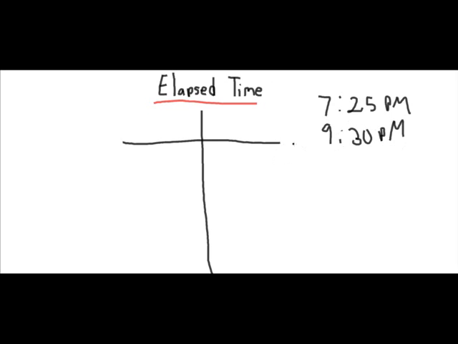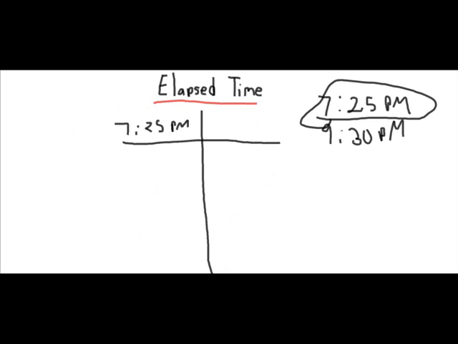Alright, so we want to find out how long the movie was, so we know how long we were watching it. So first step is to write the starting time, okay? Write the starting time over here in the upper left hand corner. So 7:25 p.m. All right. Now we're going to start adding the time.